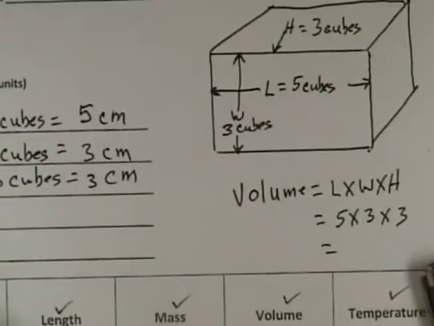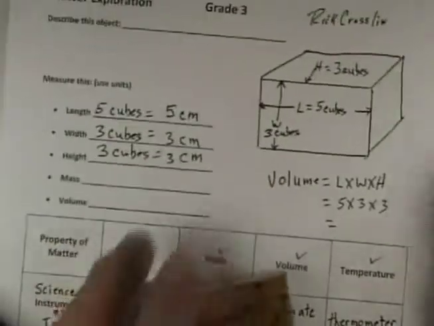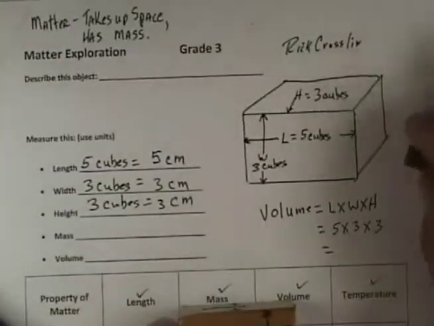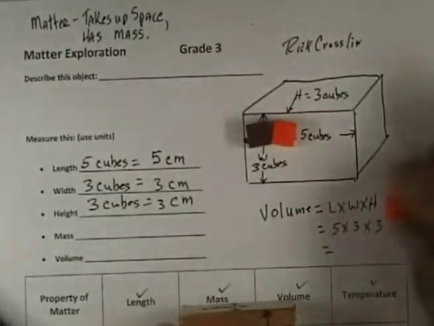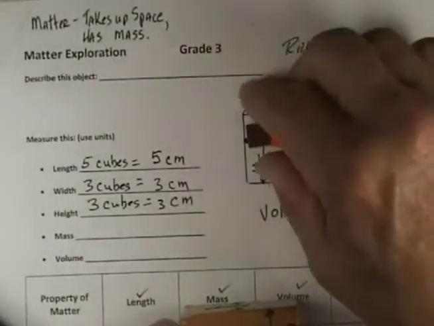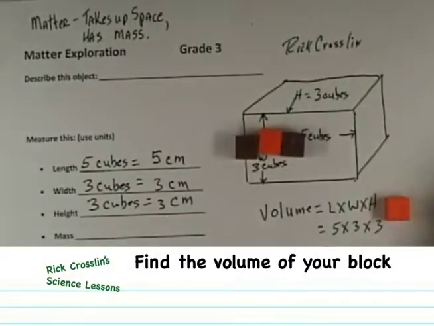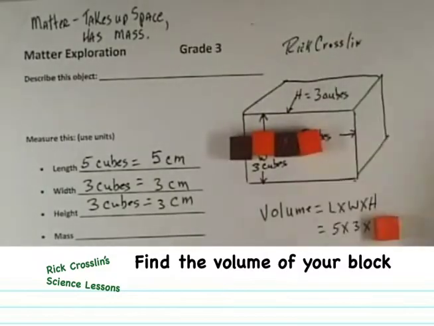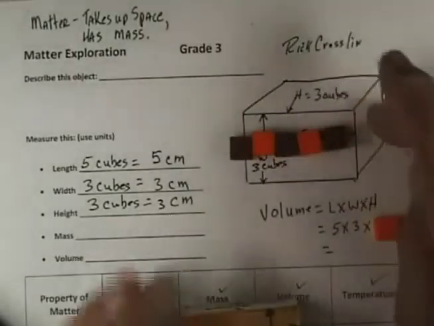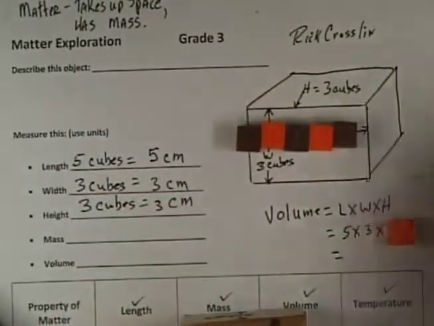All right, so let's see. Let me get my block and let me get my cubes, and you might want to try this too. Let's see. I'm going to make a layer. My layer is going to be 5 by 3. So go ahead and start yours, and I'll start mine. There's 1, 2, 3, 4, 5. 1, 2, 3, 4, 5. Oh, that's only one. I got to make some more.